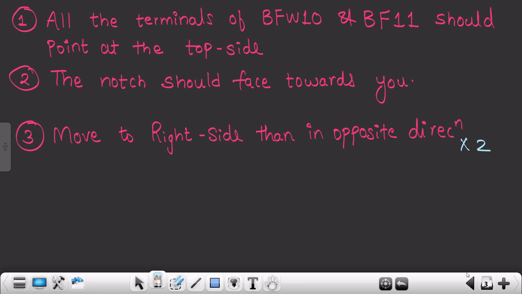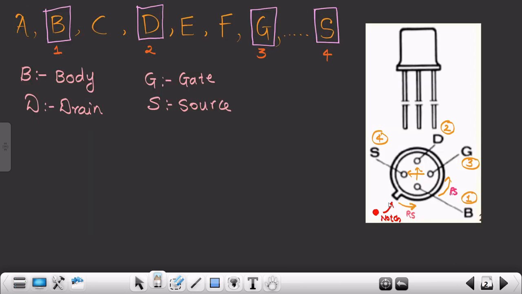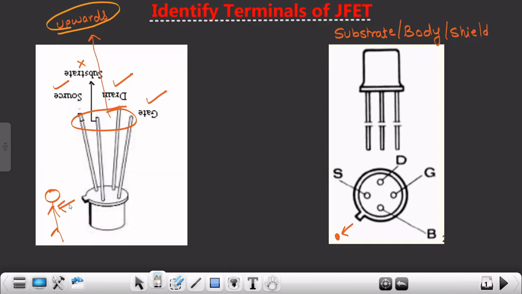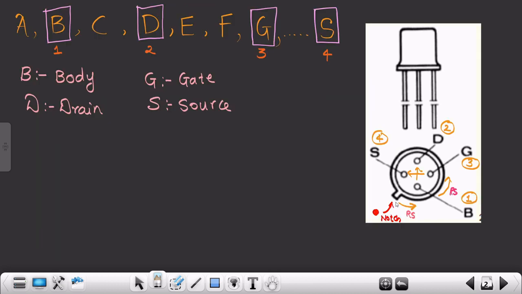Again, we will see how we identify the terminals of JFET. The very first thing that we need to see is that the notch should point towards me, and all the four terminals are pointing upwards. Great. So from the top side, I will see this particular JFET in this way. Now, as soon as I identify the notch, I will move to the right side. I will get the very first terminal, that is body, and then I will move in the opposite direction of body.